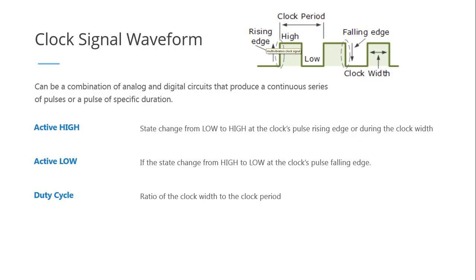Now, before we go to the types of multivibrator circuits, let's look into a possible output of a multivibrator circuit, which is usually a square wave. So the square wave actually has several highs and lows. Okay? It has clock width, rising and falling edge, and clock period. So let's go ahead and define each and every term or parts of a clock signal waveform. So first, we have the active high and active low.